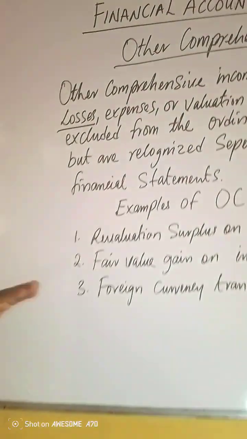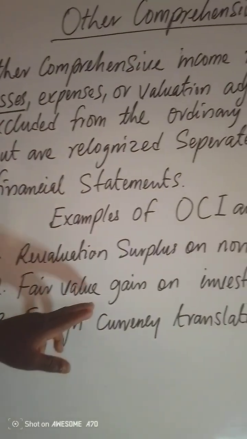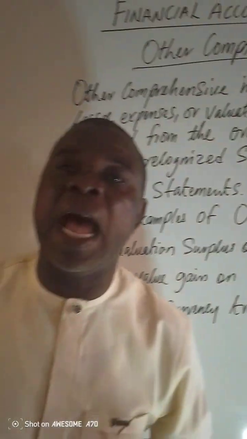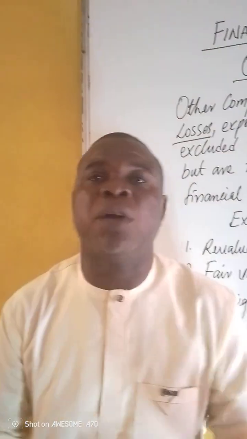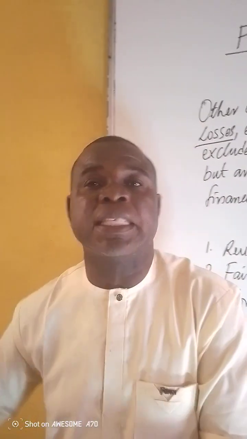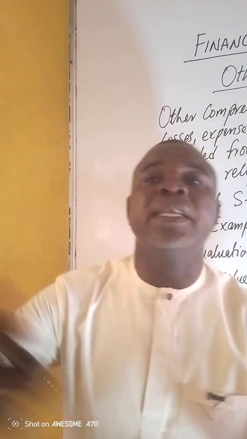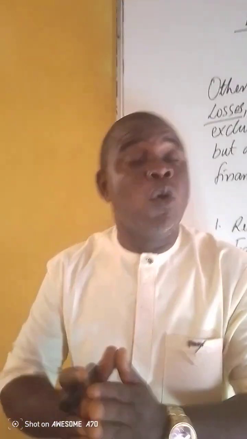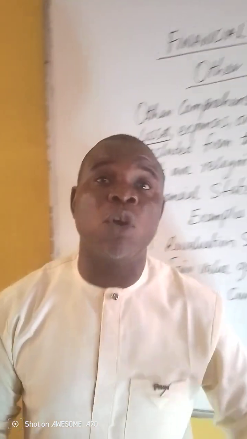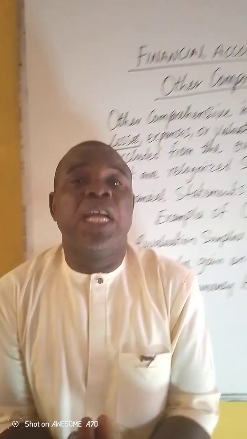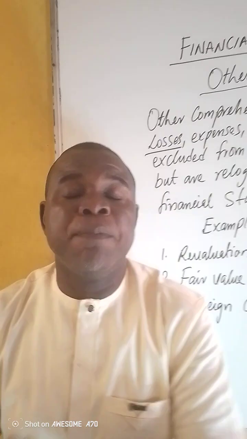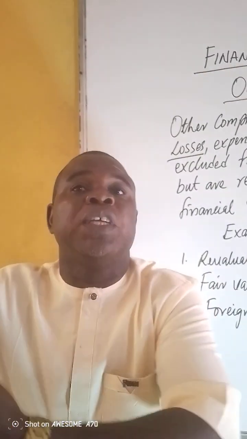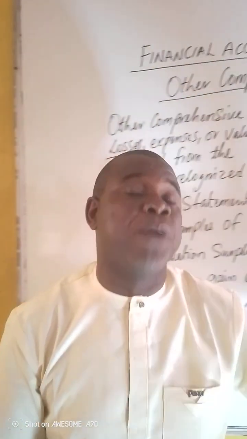Then the next is fair value gain on investment. What is investment? This is the purchase of shares and other investments in institutions in monetary terms. If you buy shares in another company, and the nominal value of a share, for instance, is 150 naira, as time passes over two to three years, if the value of the share is no more 150 but becomes 200 or 300, the difference added to the value of the shares you purchased becomes other comprehensive income.